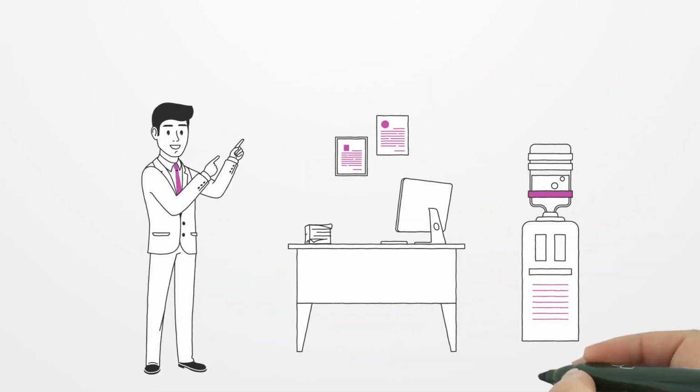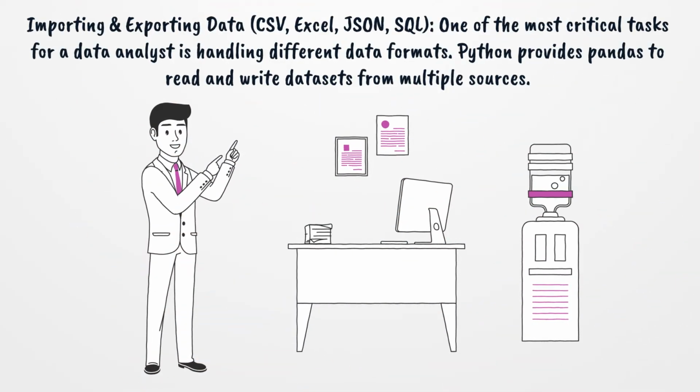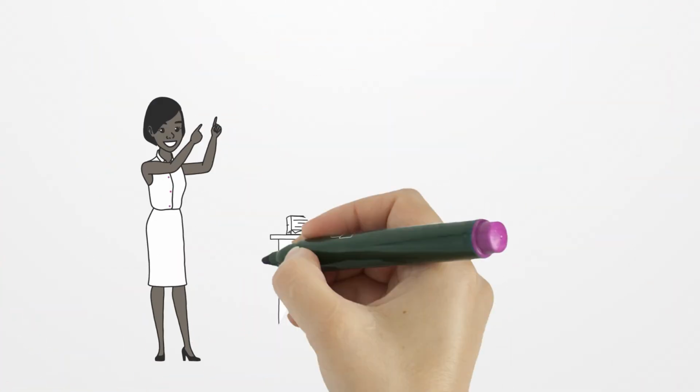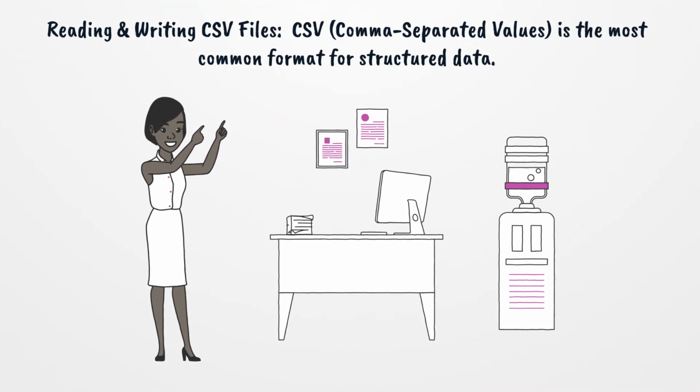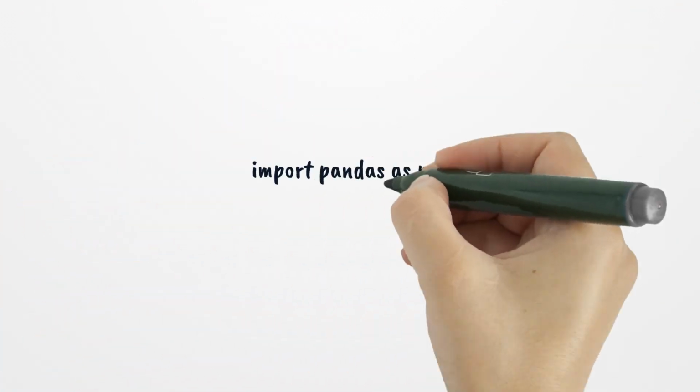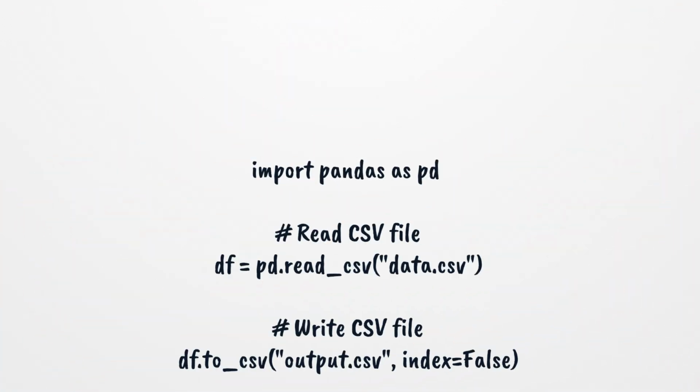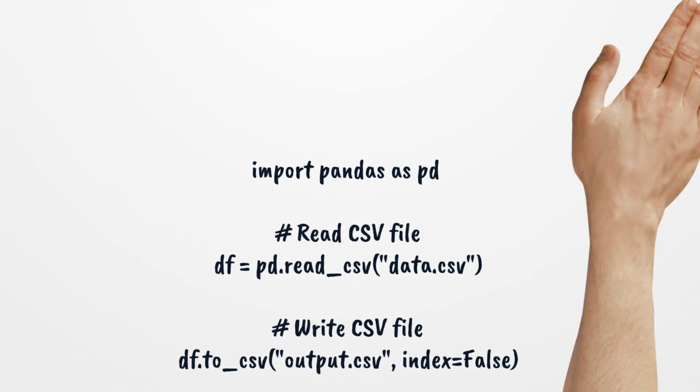Importing and exporting data: CSV, Excel, JSON, SQL. One of the most critical tasks for a data analyst is handling different data formats. Python provides pandas to read and write datasets from multiple sources. Reading and writing CSV files. CSV, comma-separated values, is the most common format for structured data. import pandas as pd. # read CSV file. df = pd.read_csv('data.csv'). # write CSV file. df.to_csv('output.csv', index=False).